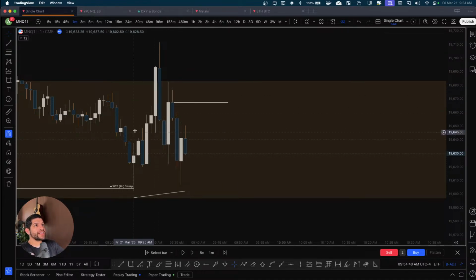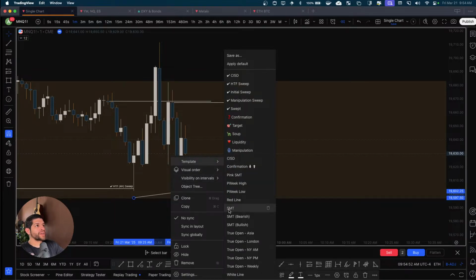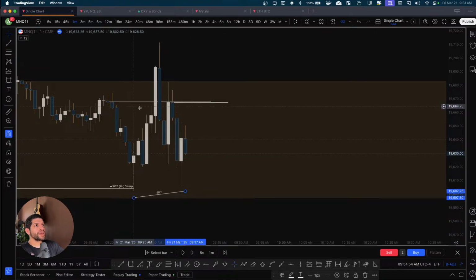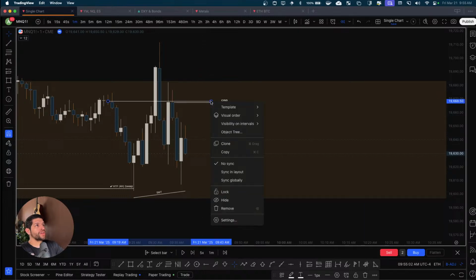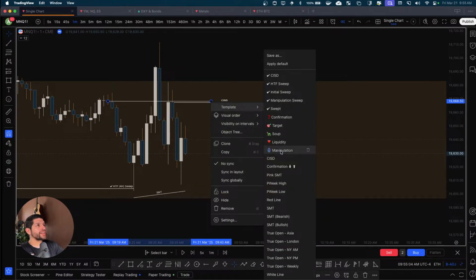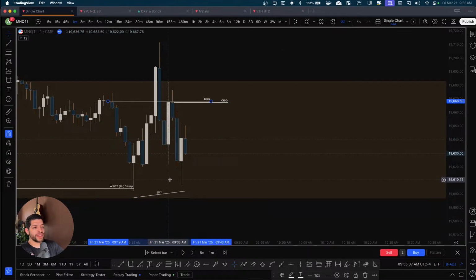Here's a valid CISD. This is our first one here. This basically told us, hey, we're setting up to go higher. When? I don't know. But once we get this SMT, this becomes a high probability setup, right? Then we get a second CISD right here, overlapping with our first. Again, it's like, okay, can we set this up?